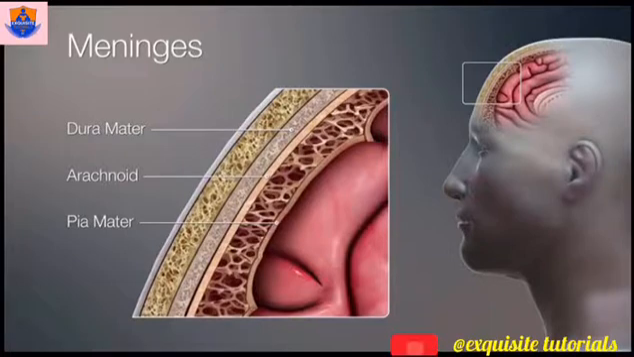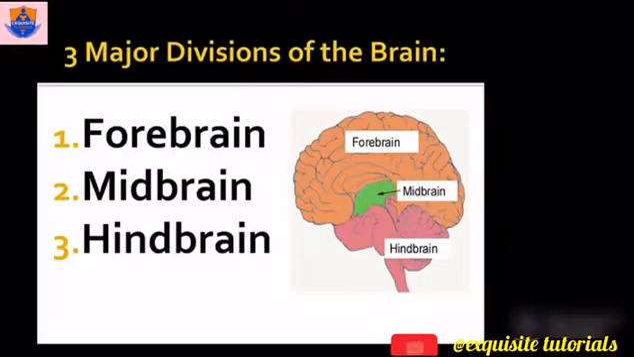Now the inner membrane is called the pia mater, the middle membrane is called the arachnoid mater, and the outer membrane is called the dura mater. You can simply put PAD for memorization: inner pia, middle arachnoid, and the outer dura, and do not forget collectively they are called the meninges. Now the brain is divided into three regions: the forebrain, the midbrain, and the hindbrain.